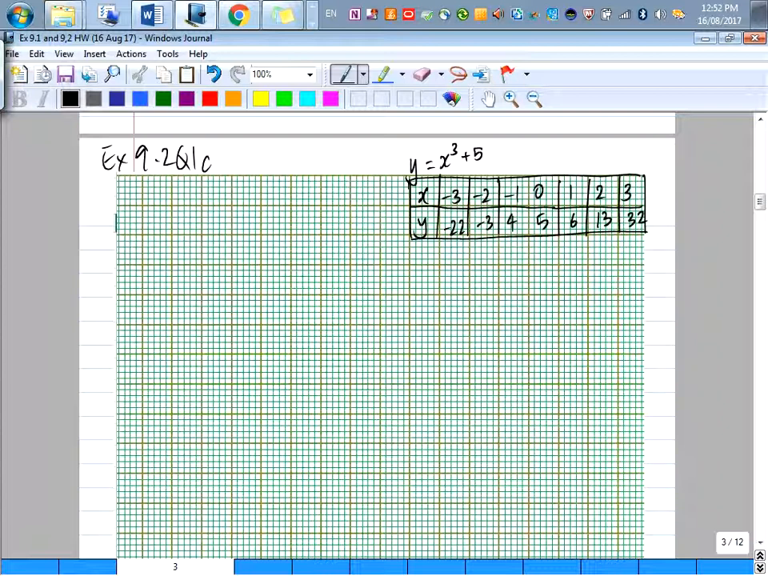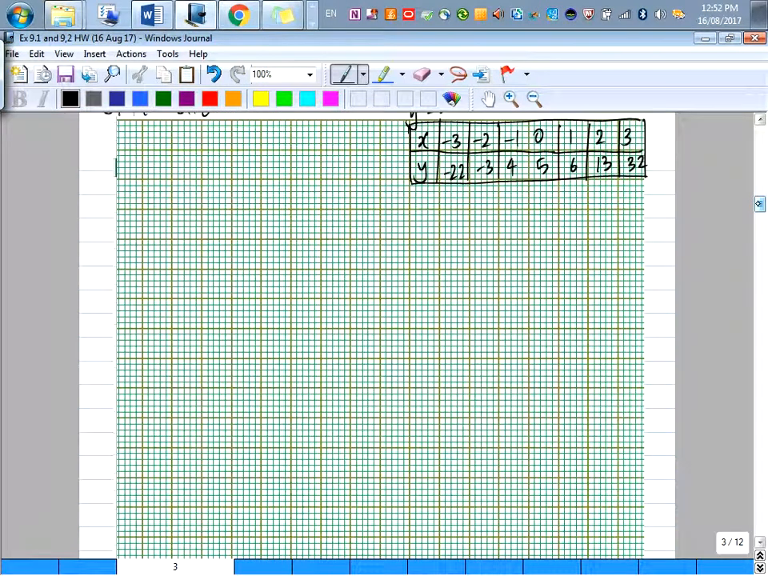So since they did not tell you the scale, it is up to you to choose. But choose a scale where you have your graph as large as possible. Otherwise, if it is too tiny, it is very difficult to plot the points. Okay.